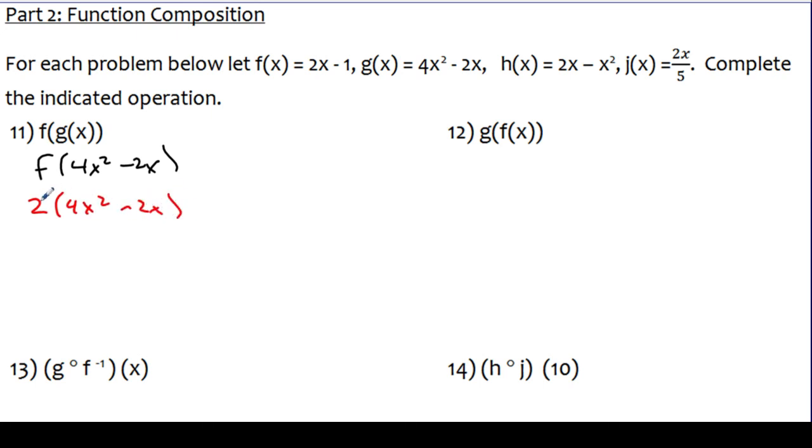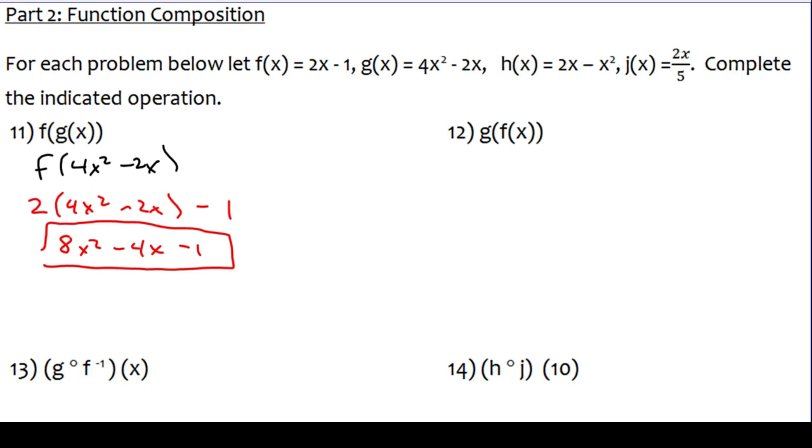Okay, this is pretty straightforward. I'm just going to distribute and I'm done. Oh, let me put minus 1. Okay, so 2x minus 1. So I'm going to say this is 8x squared minus 4x minus 1. Done. That's all I have to do for that problem. Again, if they don't tell me a specific value to plug in for x, my answer should be an expression, and that's what happened here.